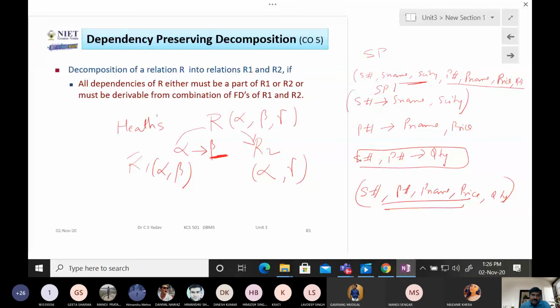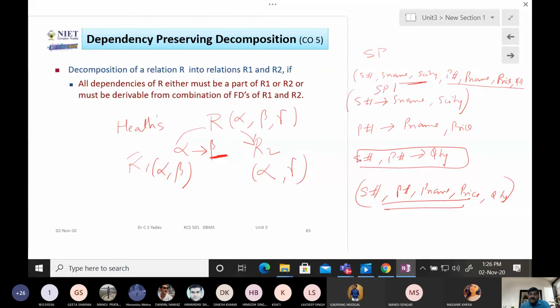Identification of second normal form. For that, the first step is to identify the key attributes, and then we will find out the non-key attributes, and one by one we check whether the constraints of second normal form are satisfied or not. If satisfied, then you will say that this relation is in second normal form.